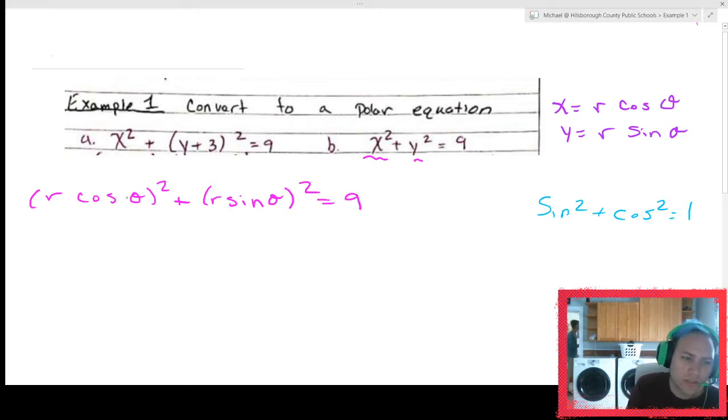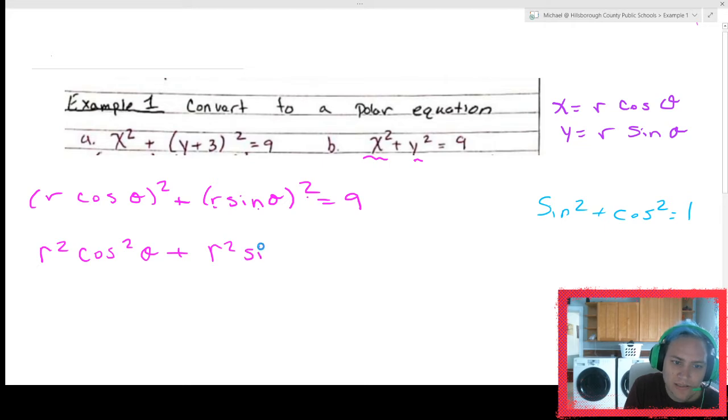And so we're going to do a little distributing here, kind of distributing, right? This squared gets applied to the r and the cosine here, so I end up with r squared cosine squared of theta. Over here, this squared gets applied to the r and the sine of theta, so I end up with r squared sine squared of theta equals 9.